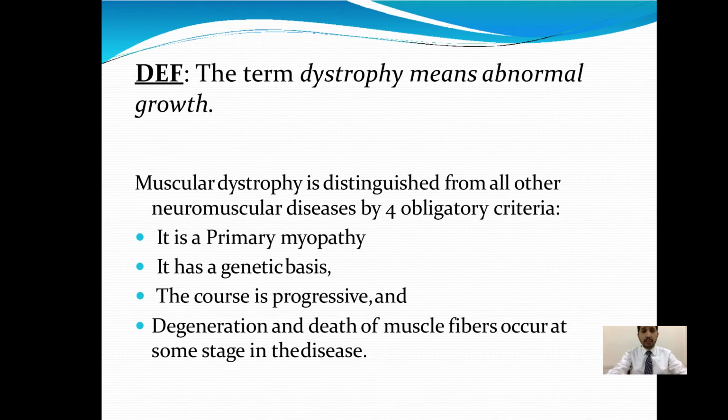It is primarily a muscular disease, it has a genetic basis, the course of this disease is progressive and degenerative, and death of muscle fibers occurs at some stage in the disease. So if we have these four criteria, then we can say that this is a muscular dystrophy.